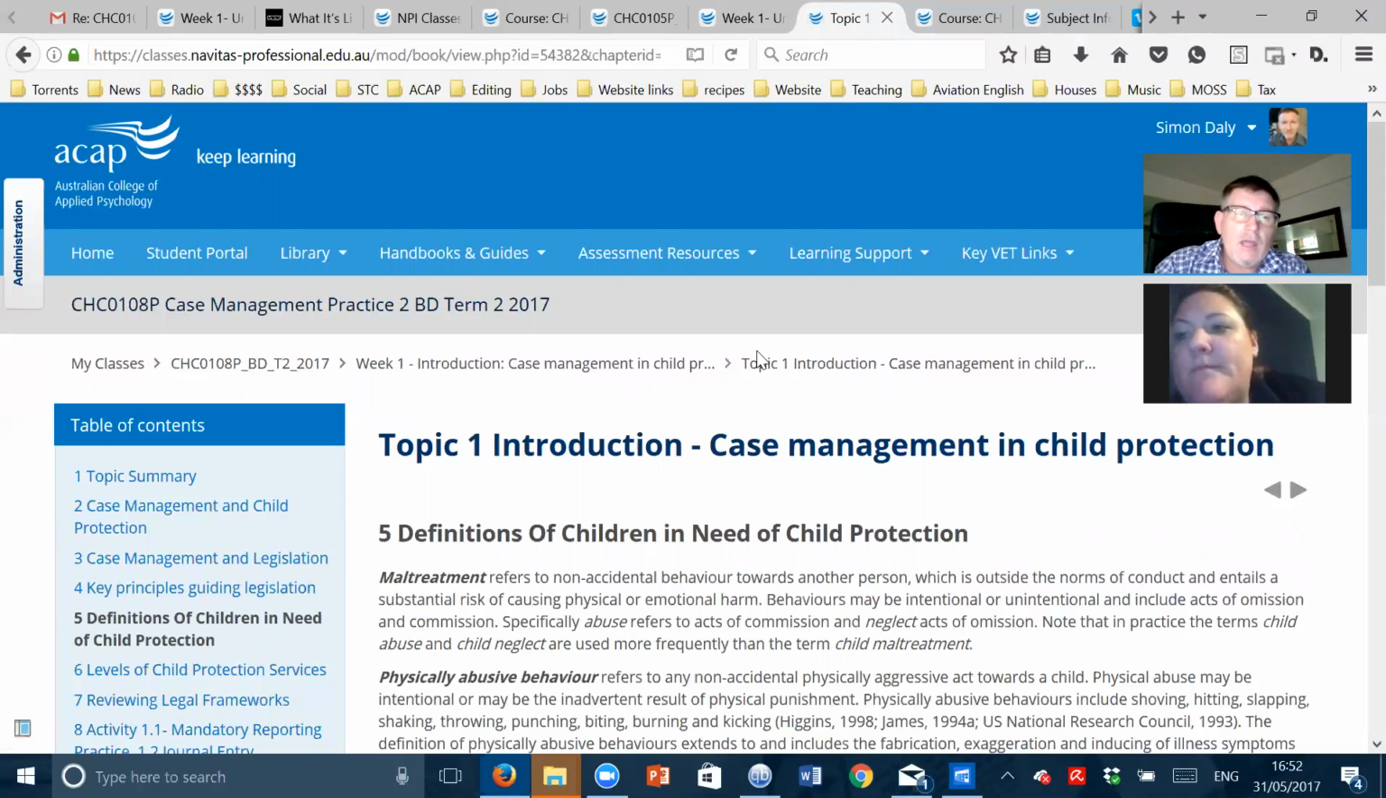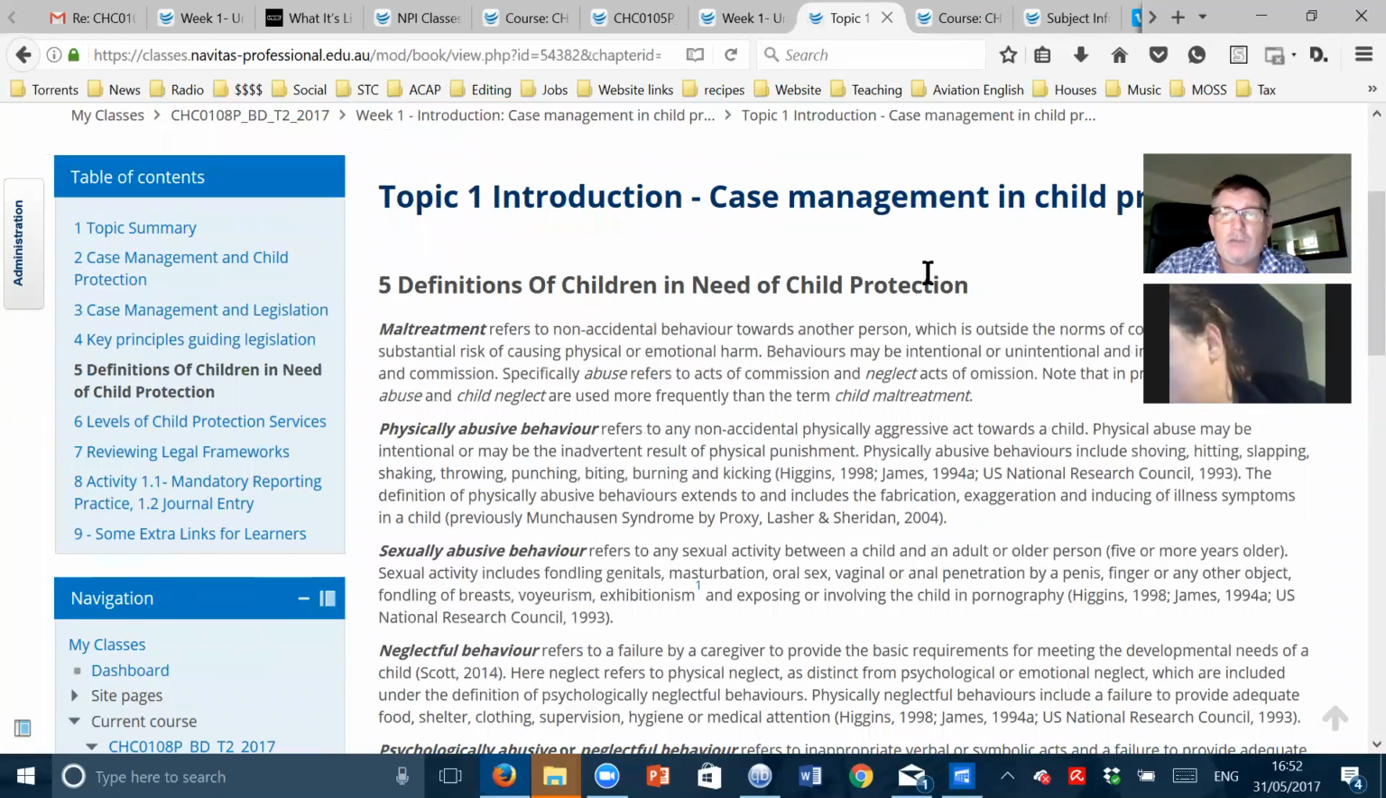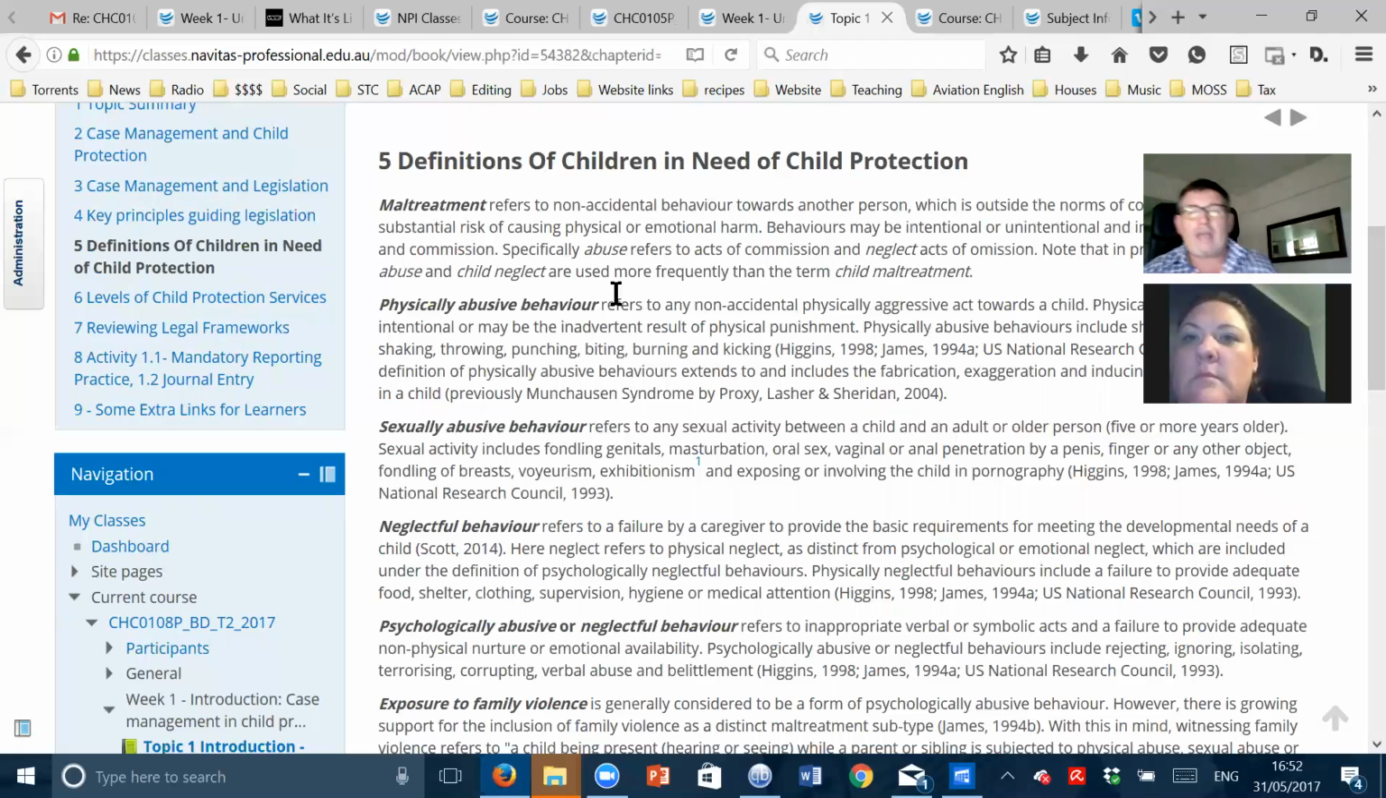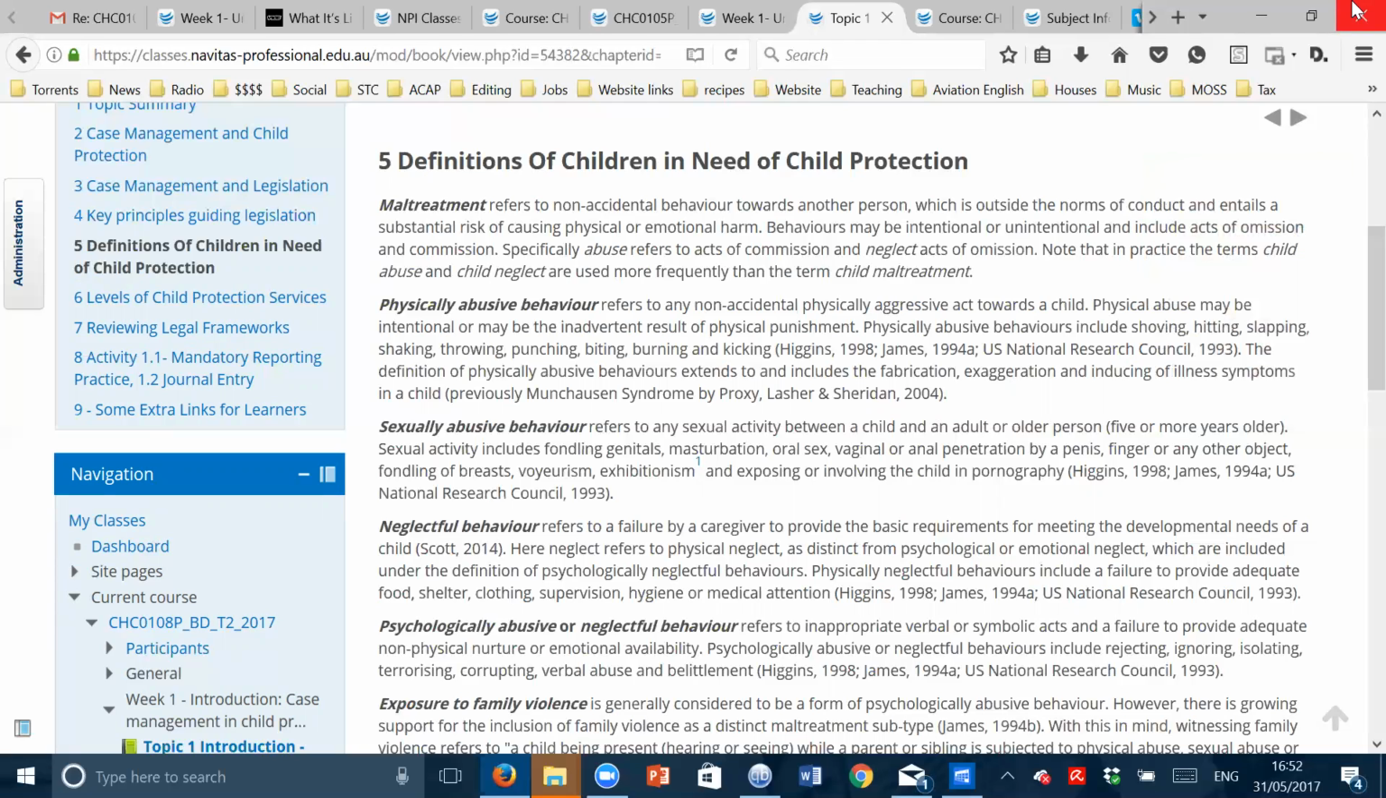So here they are. Here are the definitions of child protection need. Maltreatment. These are the definitions that are federal, that are legislated by states. Let me shrink this out of the way so we can read this for people, because this is going to be important.